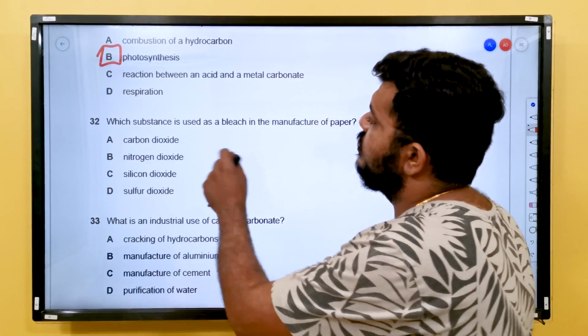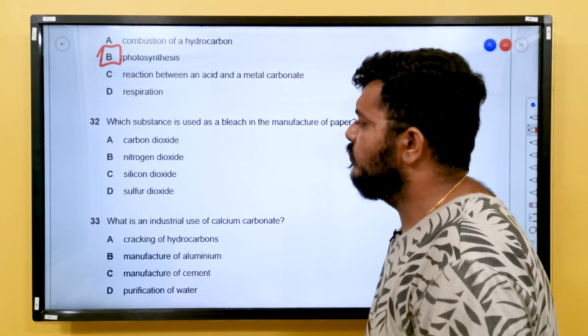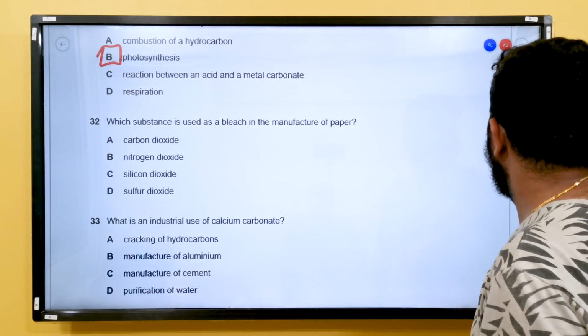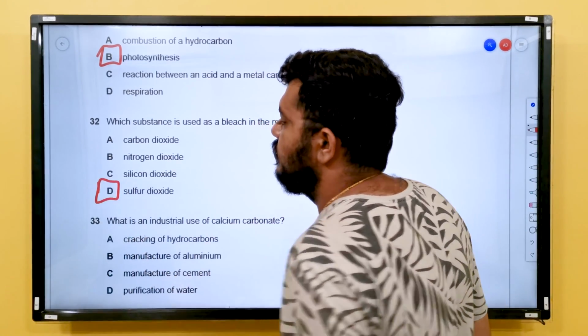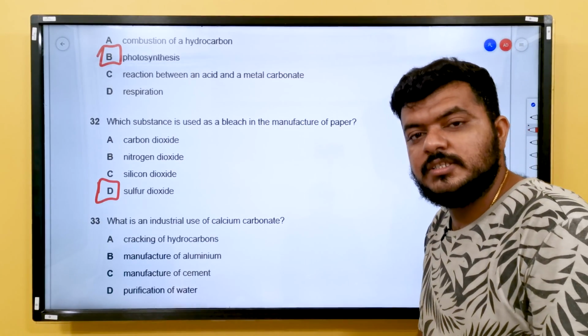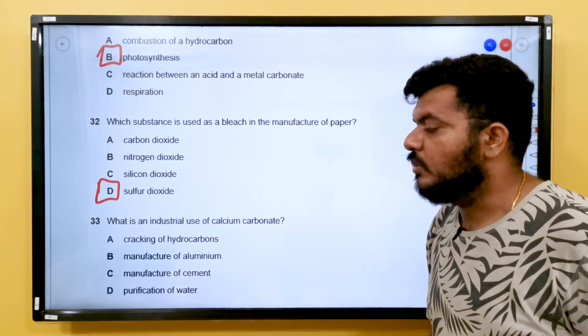Which substance is used as a bleach in manufacture of paper? Simply sulfur dioxide. One of the uses of sulfur dioxide is as a bleach. Chlorine is also an answer, but it is not in your options.